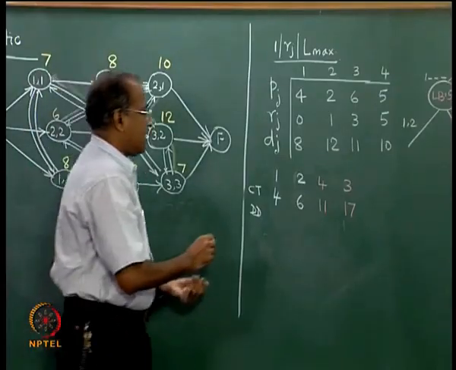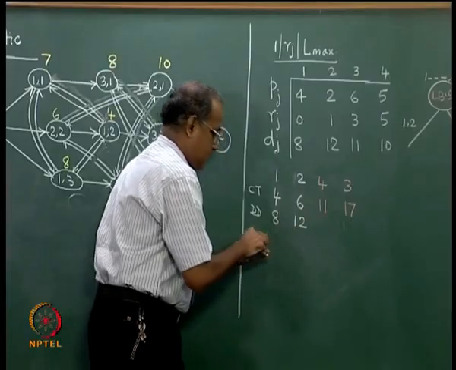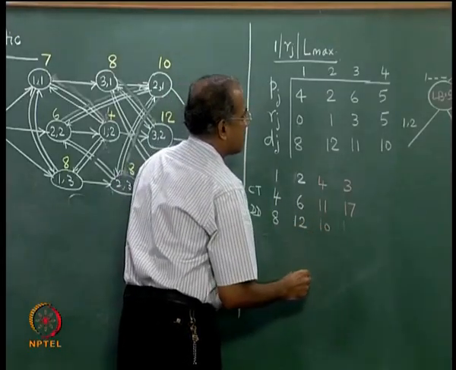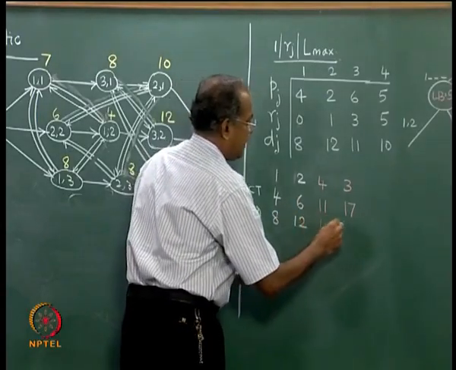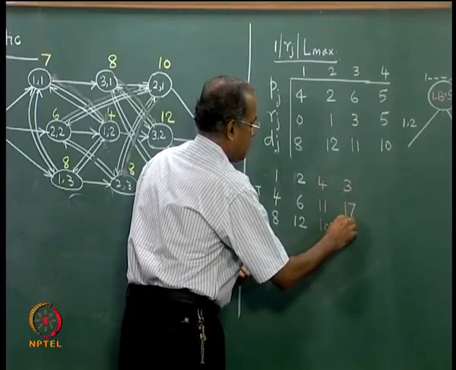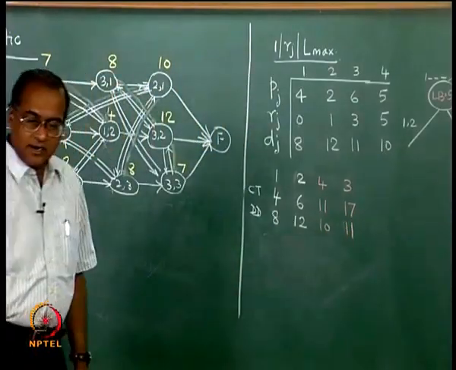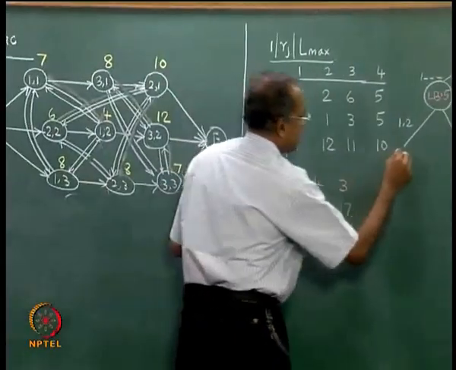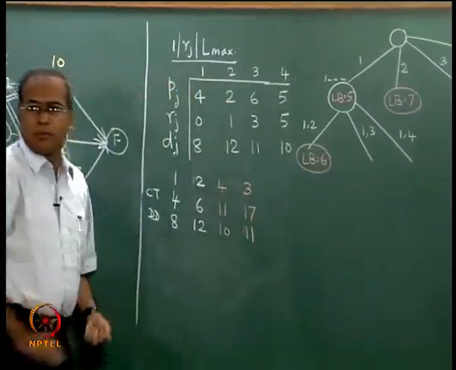So the due dates are for 1 and 2, 8, 12, 10, and 11. So the lower bound becomes 6.